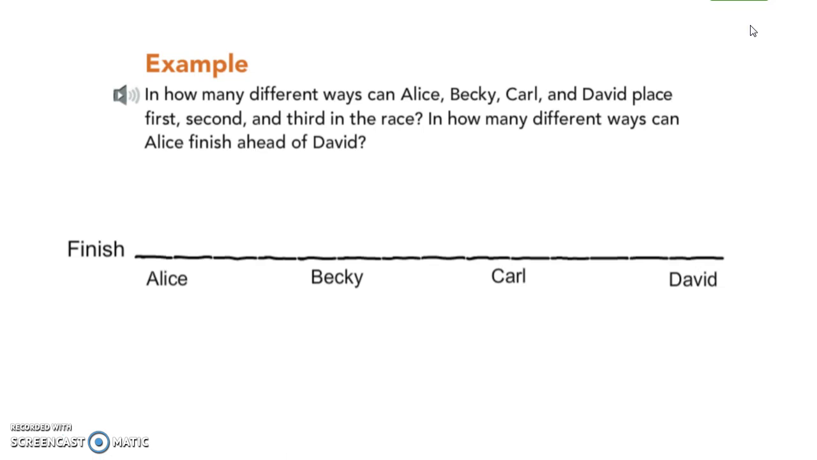Okay. In how many different ways can Alice, Becky, Carl, and David place first, second, and third in the race? I'm going to teach you a trick on this one. Call this example 4 or whatever we're on. Okay? Work this one with me. So which places are we talking about here? We're looking for first, second, and third place. I want you to draw a line. First, second, third. Write this down. This is a little trick to help you find this.